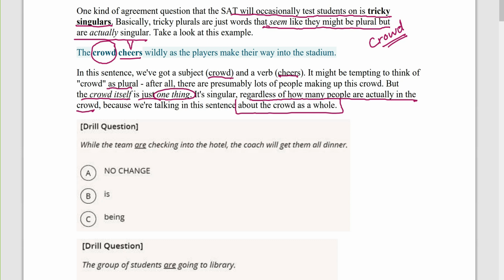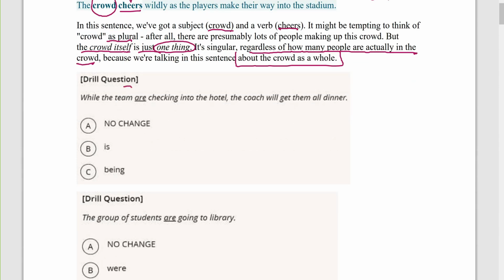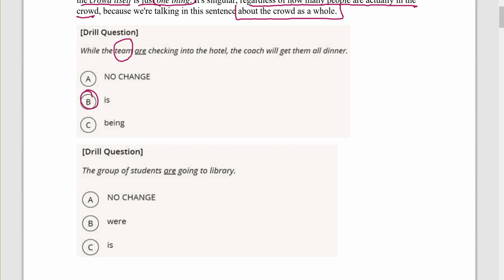While the team are checking into the hotel, the coach will get them all dinner. Of course, team we understand in this is a collective noun. We talked about it before, as collective noun. So the team, excellent, is. Do you have any problem with that? Let us go with the group. The group of students, and as we always say, try to cross out the prepositional phrase. This part is prepositional phrase. We don't need it. So the main subject is the group. That's the main subject. And the verb are, of course, this is wrong. It has to be is. I don't have to talk much about it, right?